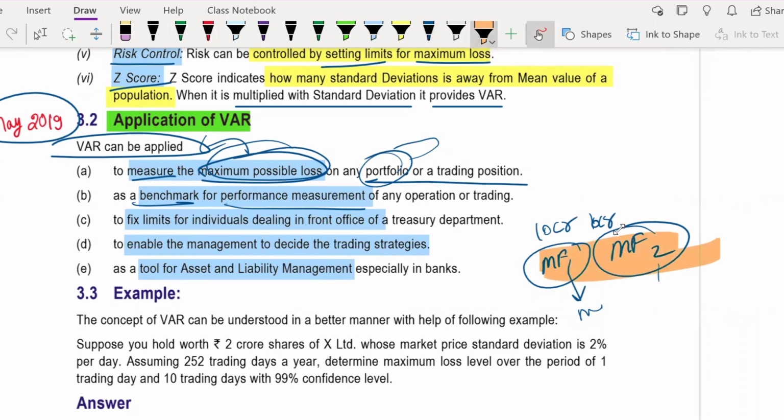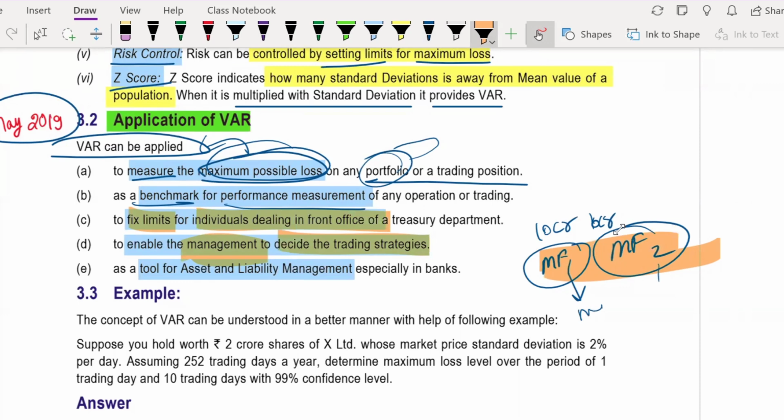Then it can fix limits for individuals dealing at the front office. So at a treasury department, there is a fixed limit of risk or fixed limit of loss that they can face. Then it can help the management to determine the trading strategy. Now that you know the maximum loss that can happen in each of the items of your portfolio, it will help you in preparing strategies, where you want to invest more, where you want to invest less.